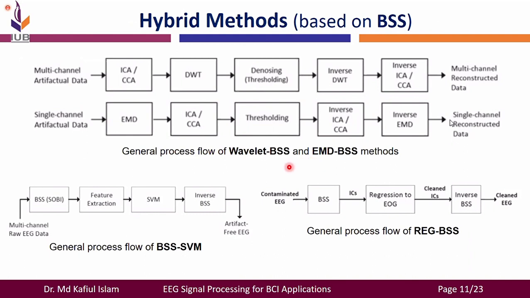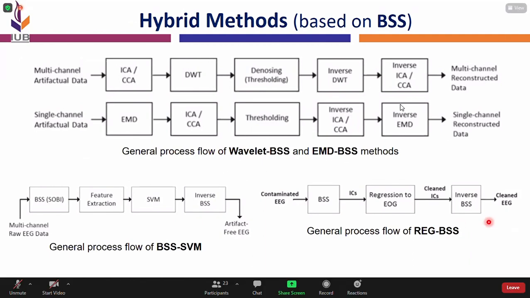Similarly, these are some examples of hybrid BSS methods, or hybrid methods based on blind source separation. The first one is the wavelet enhanced ICA or wavelet enhanced BSS. This one is your EMD-ICA or EMD-CCA. This one is BSS along with SVM. This particular SVM classifier is applied to classify between clean EEG and artifactual EEG. And you can even apply some kind of regression technique, regression BSS, to get a clean signal.